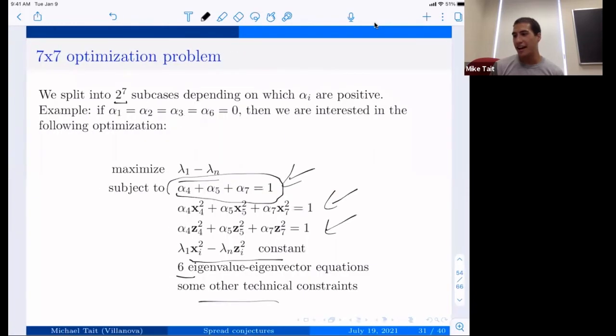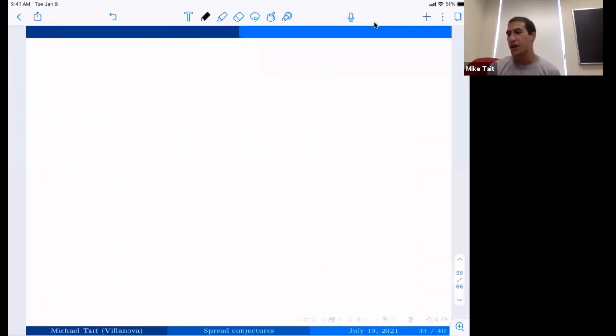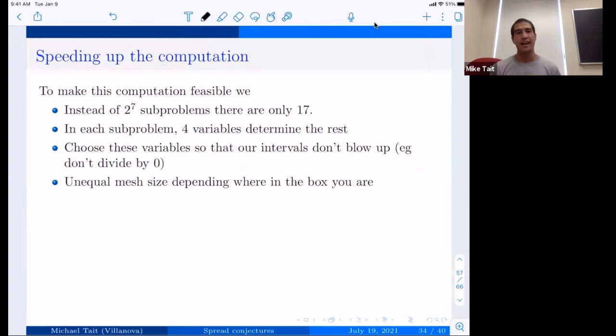It's not always going to be this easy to rule out one of these boxes, but in every case we can find that one of our constraints is not satisfied. Okay, so that's basically how it works. Let me say a small thing about why this computation is feasible.